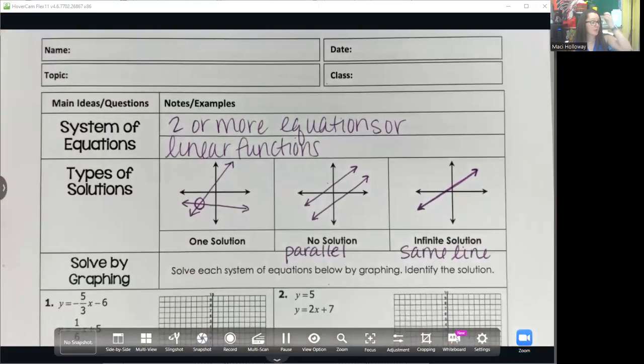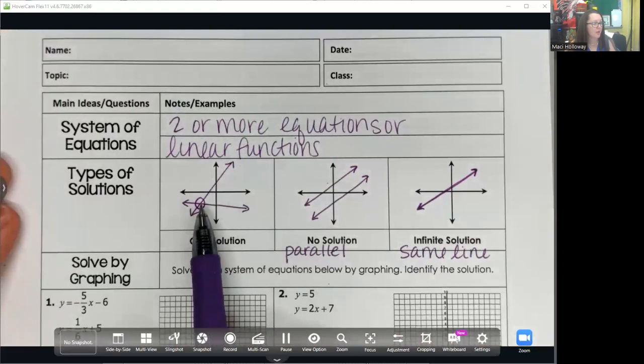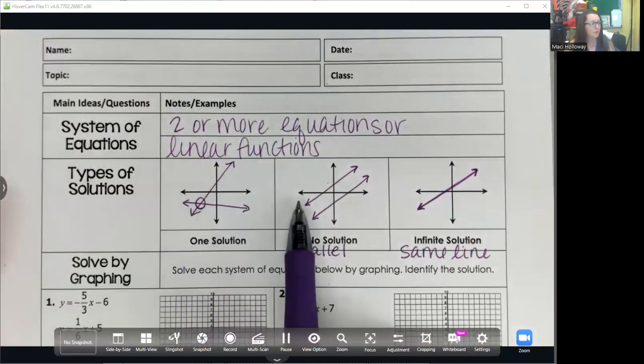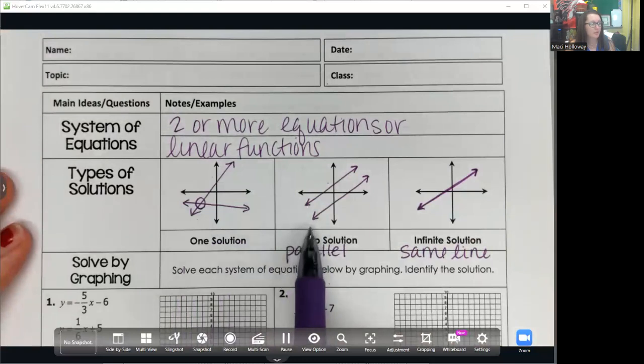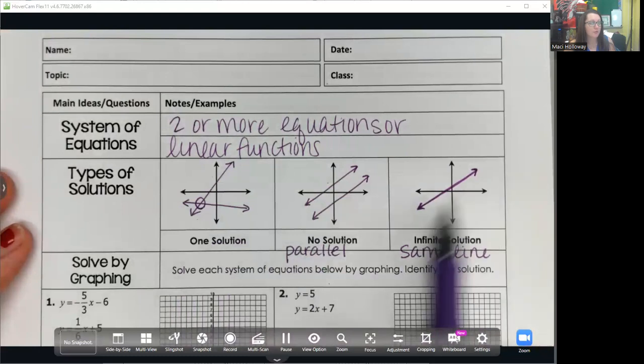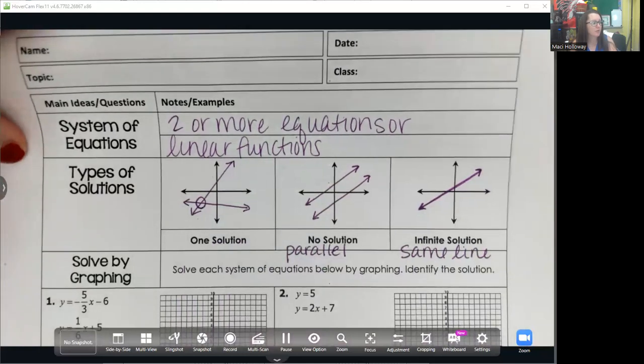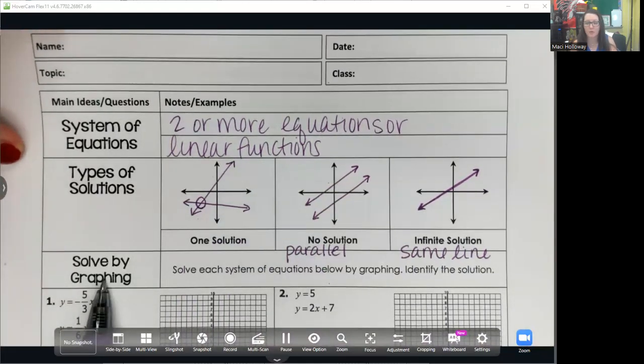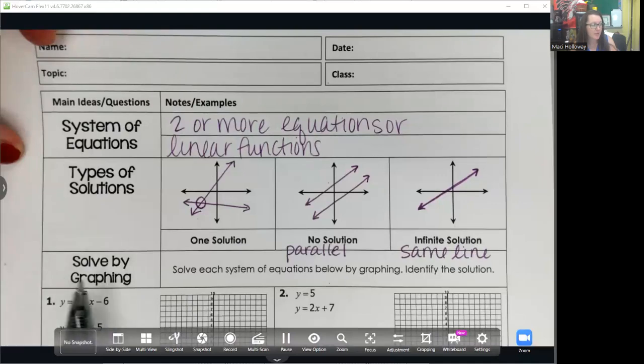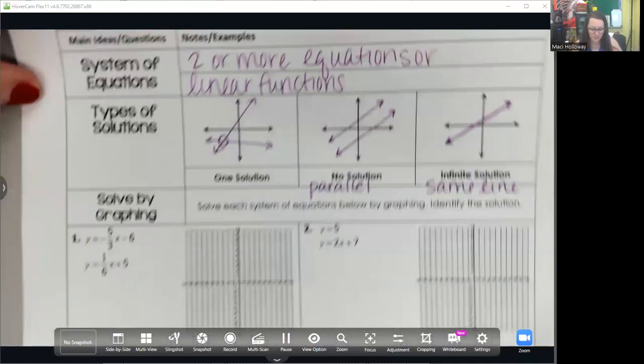So you could have one solution where they cross at one spot, which is going to be the majority of what we're doing today. Then you could have parallel lines where they do not cross at all. That means no solution. Or you could have two lines that are on top of each other, and so all of their solutions are exactly the same. So we are going to first start by solving by graphing. There are three methods for solving. Here's our first method, solving by graphing.